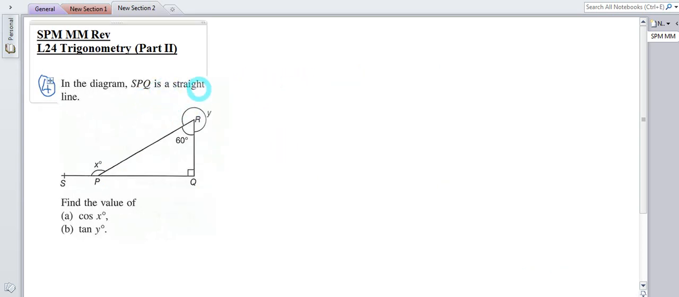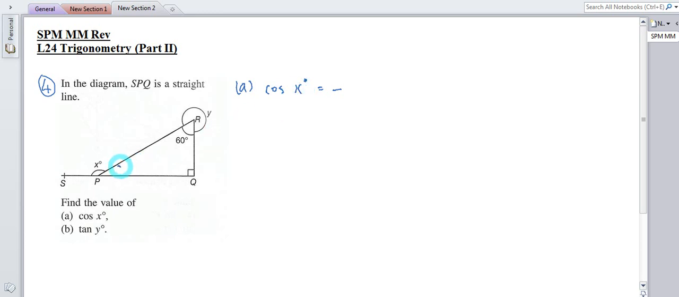In the diagram, SPQ is a straight line. So this SPQ is a straight line. We need to find the value of cosine x. Okay. So this is second quadrant, right? From this diagram, you know this is second quadrant. Second quadrant, cosine must be negative. Okay, so the cosine x is equal to, we put negative first because we know that the value of this cosine x must be negative.